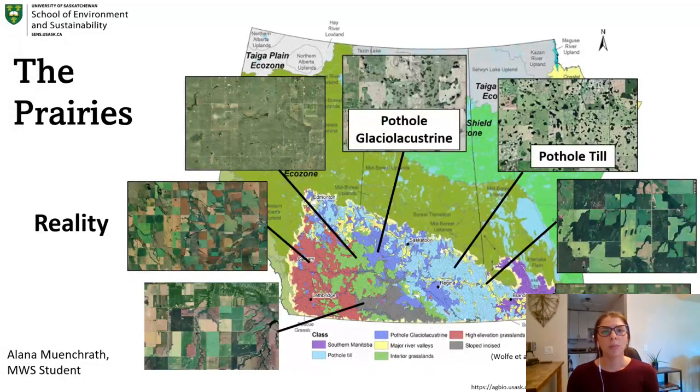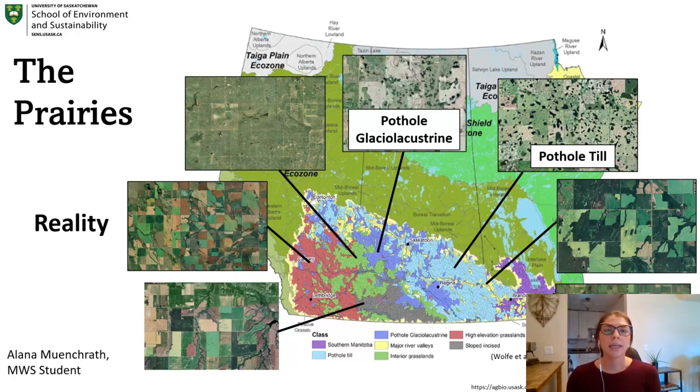2 of these classes, the Pothole Glaciolacustran, PGL, and Pothole Till, PHT, cover a large extent of the prairies and also exhibit relatively similar characteristics. Therefore, my project was to compare the responses of these 2 classes under historical and climate change influence to find dominant differences between them. In order to do so, I utilized the Cold Regions Hydrological Model to run virtual basins of the PHT and PGL classes.